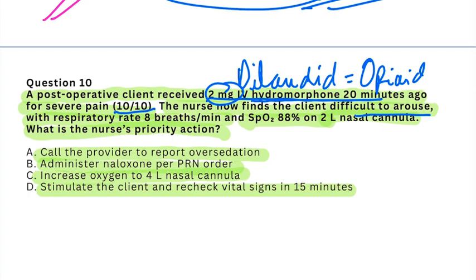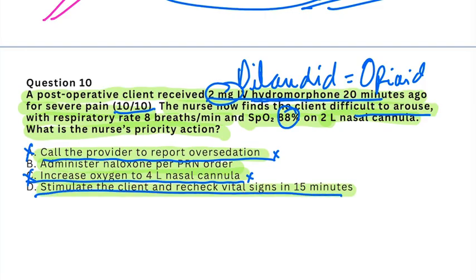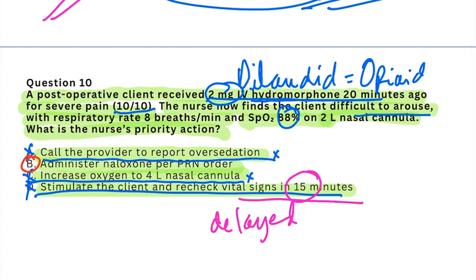Now, although choice letter A is a good option, calling for help and letting them know, that's not the priority that NCLEX wants you to answer, right? Increasing the oxygen is also not a correct option that NCLEX wants you to do. I know the O2 sat is at 88%, and stimulating the patient is also not what NCLEX is looking for, because guess what? It's talking about delayed care, right? It says monitor 15 minutes later, right? The best answer here, y'all, is, you guessed that right, administration of Narcan per PRN orders.